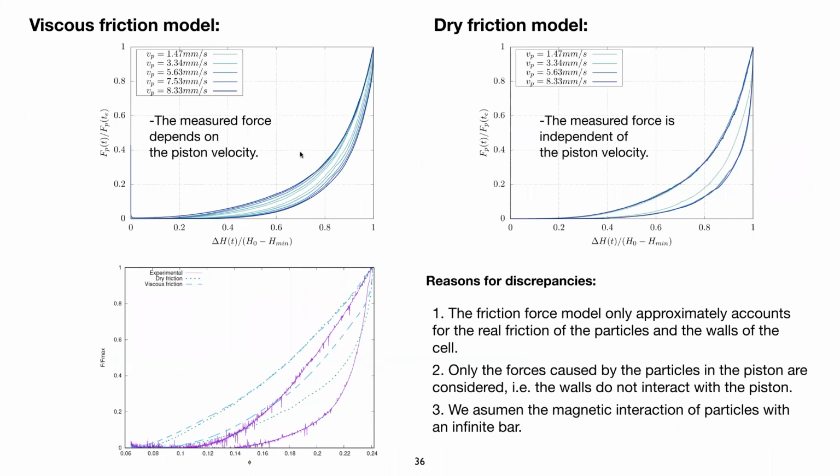But unfortunately, in the numerical simulations we performed using the viscous friction model, you observe that the force during compression depends on the velocity, something that is not observed in the experiment. So the viscous friction model is not able to reproduce experimental results, but the dry friction model that doesn't depend on the velocity is. You can see here that the compression phase and the relaxation follow similar trends to what we observe in the experiments. So the dry friction model is able to reproduce qualitatively well our experimental results.